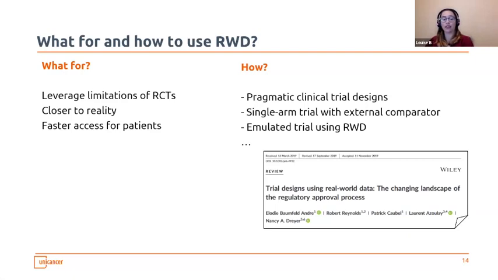So some hybrid designs include randomization and use pragmatic outcomes, as Thomas just mentioned. Other designs use single-arm trials that are supplemented with external comparators derived from RWD, or leverage novel data collection approaches to capture long-term outcomes in real-world settings. And recently, emulated trials using RWD have been suggested to leverage observational studies.